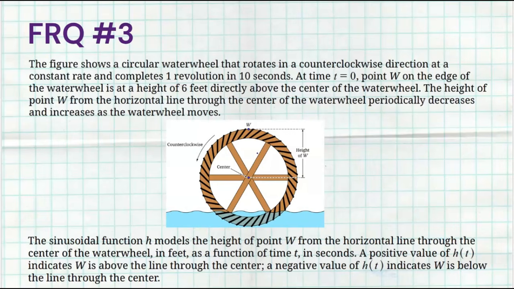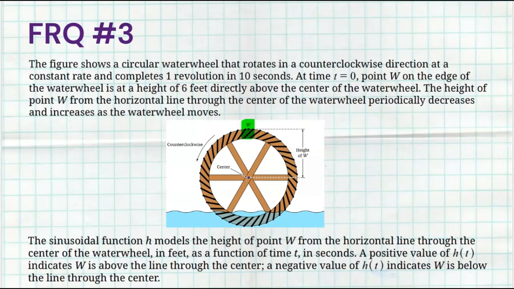FRQ number 3 was our trigonometric problem. The figure shows a circular water wheel that rotates in a counterclockwise direction at a constant rate and completes 1 revolution in 10 seconds. At time t equals 0, point W on the edge of the water wheel is at a height 6 feet directly above the center. So we know that point W starts right here.